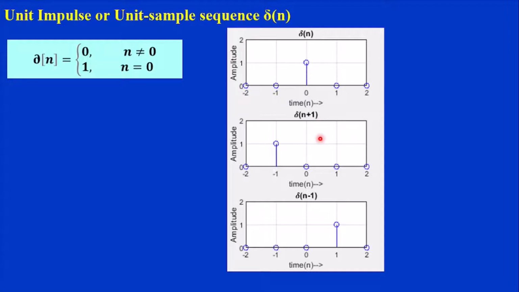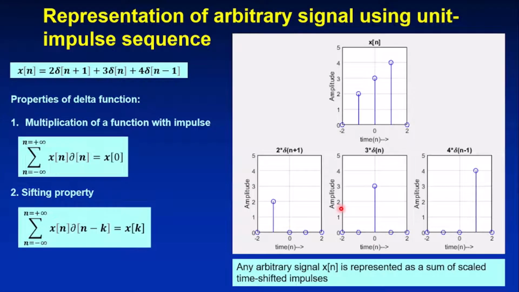You can also perform time shifting operation on this, which we have seen in the last session. If you shift it to the left by one sample, you get delta of n plus 1 as shown here. Similarly, if you shift delta of n to the right by one sample, you get delta of n minus 1. So these are shifted versions of delta of n, or unit impulse or unit sample sequence.